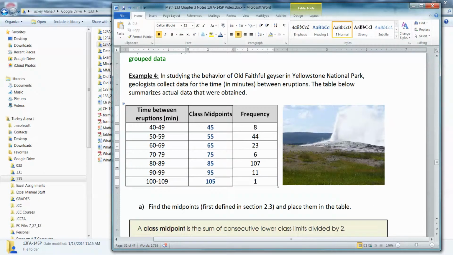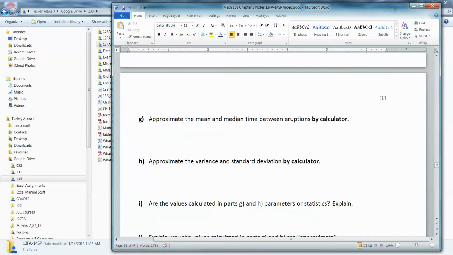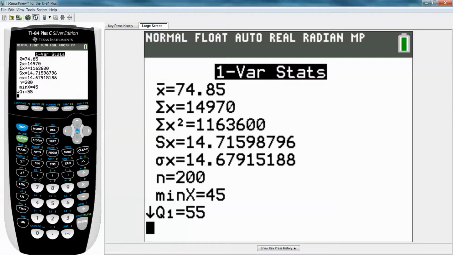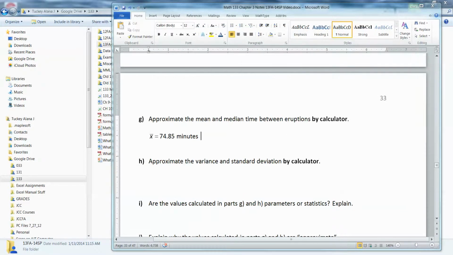I guess we'll talk about it later, but for our purposes, we'll say that it's S, because that would mean that it is the sample, which this was a sample. Old Faithful's been erupting for a long time. So you don't want to act like the 200 eruptions we had here was all there was. Oh, what was that? 74.85, right. And this is minutes, right? So on average, you're going to have to wait 74.85 minutes.